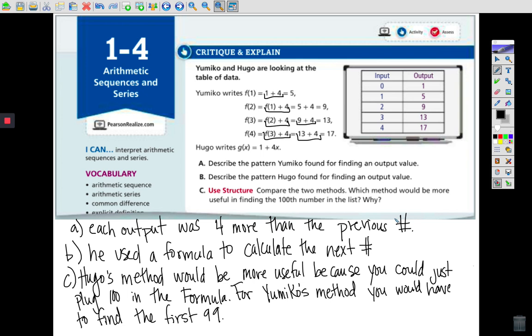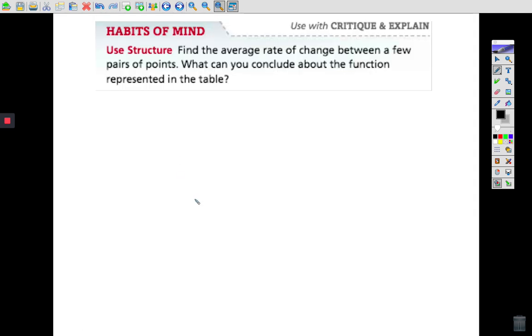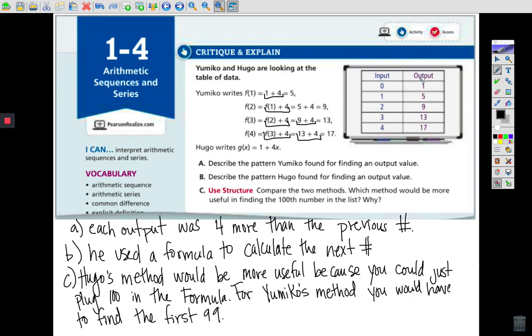Everybody got A, B, and C? All right, next it says find the average rate of change between a few pairs of points. What can you conclude about the function represented in this table? Average rate of change, what were we changing by in each output? What were we going up by? 4. So the average rate of change is 4.